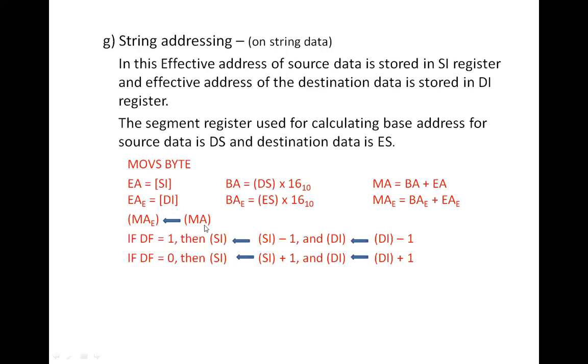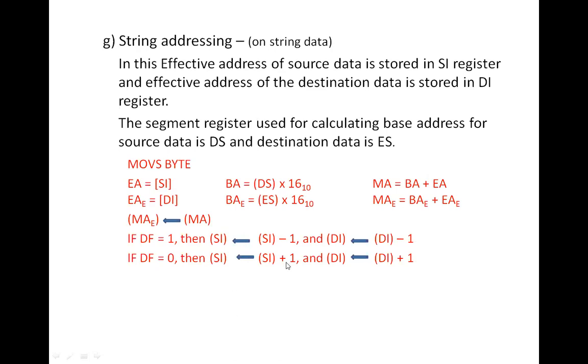And the content of the source address will be copied to the destination address. If DF is 1, if the direction flag is 1, then SI minus 1 will be SI and DI minus 1 will be DI, meaning from the highest to the lowest. But if the direction flag is 0, then SI will be SI plus 1, in increasing order. This is the decreasing order, from the back side we are copying the data. In the case where the direction flag is 0, we are copying from the front side. So if the direction flag is 1, it is from bottom to top, but if the direction flag is 0, it is from top to bottom.